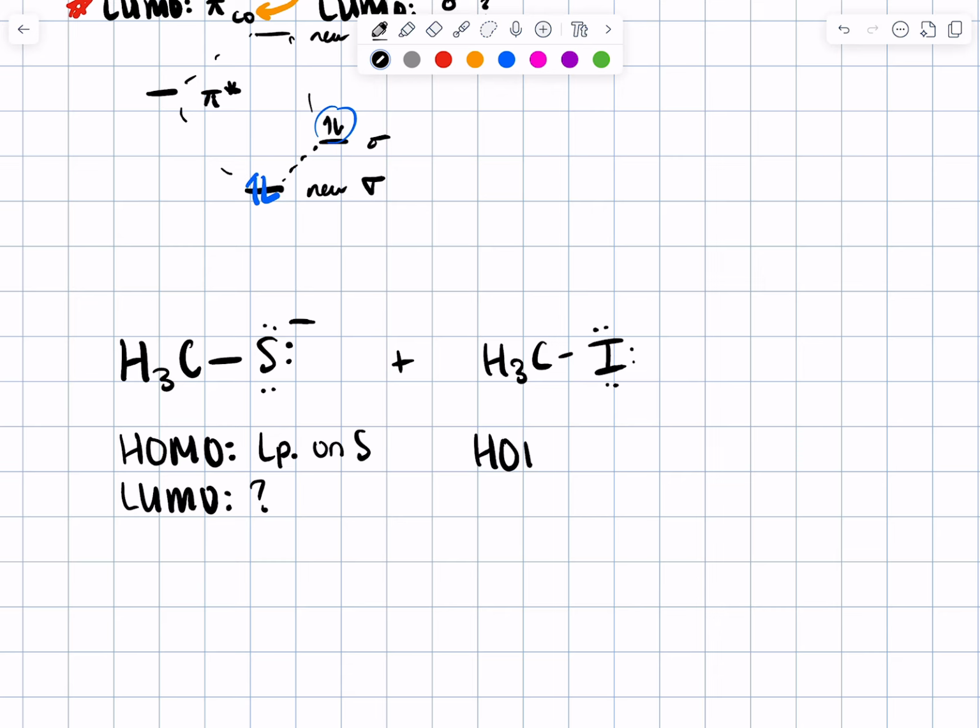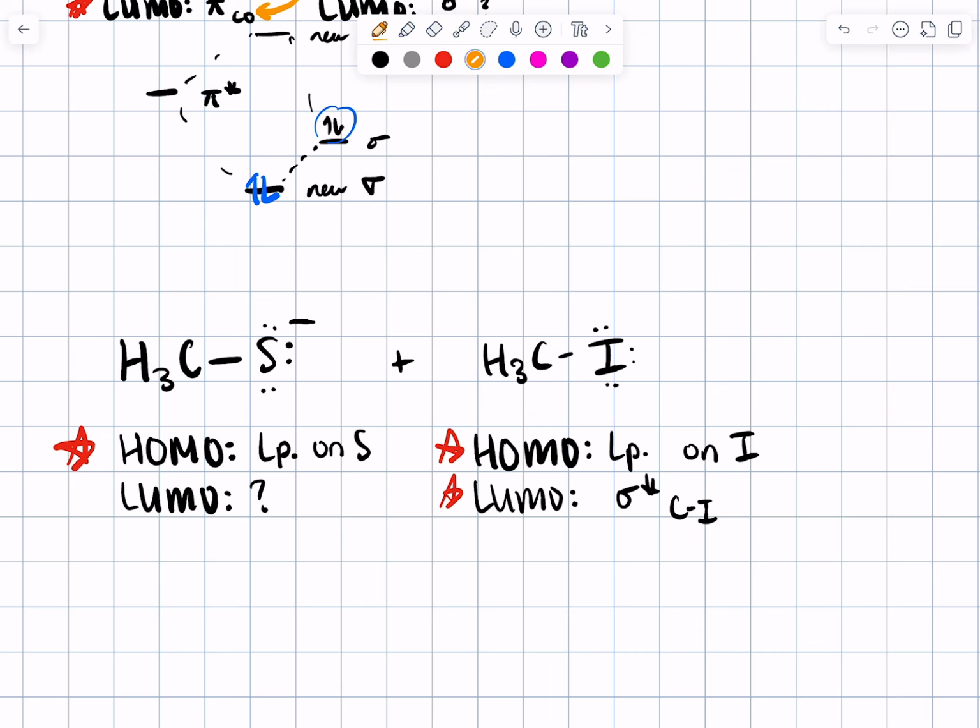On the other molecule, my HOMO is going to be a lone pair on iodine. And my LUMO is going to be a sigma star between the C and the I. Remember, those were the sigma stars we care about when we're bonded to something interesting, when we've got a weak bond. So iodine being such a massive atom, it doesn't really care about making bonds. So the carbon-iodine bond is very weak. So I've got an important HOMO on the sulfur, and an important HOMO and LUMO on the iodine compound.